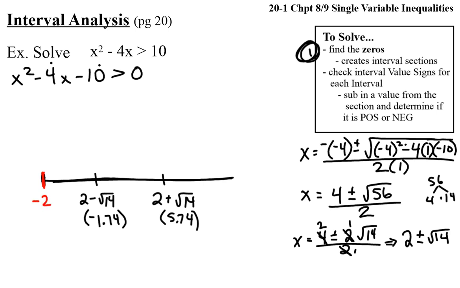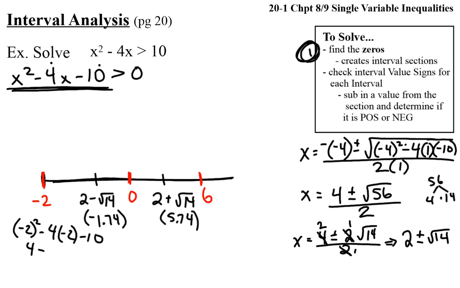Well, we could go to a -2, we could test with 0, and we could test with 6. So those are the points that I'll check with. Because I don't have a factored form, I just need it to be positive or negative, not exact. We would have negative 2 squared minus 4 times negative 2 minus 10. So what would we end up with? 4 plus 8 minus 10. We get a positive in this section.